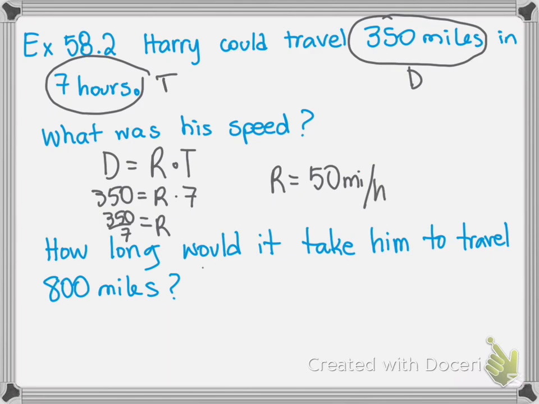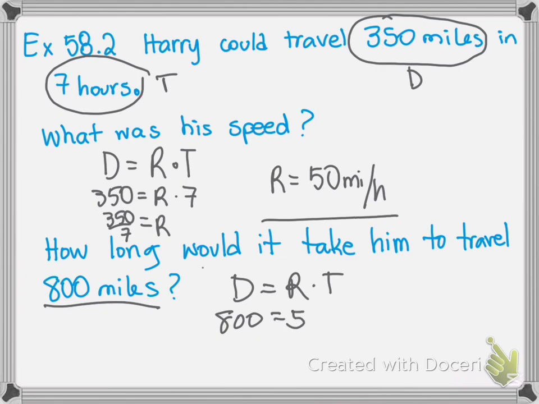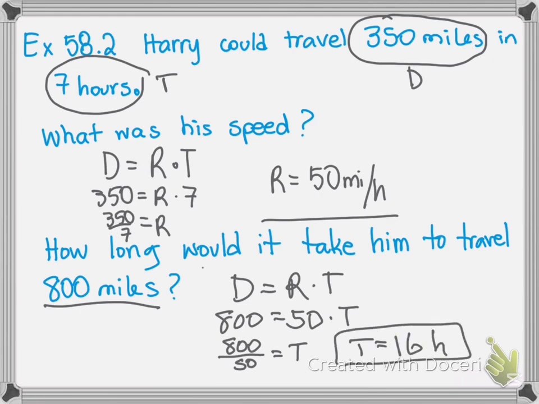The second question says, how long would it take him to travel 800 miles at that speed? So again, we start with our formula. We know the distance, which is 800, which is what we want to cover. We know the speed, which is what we just found in the previous question. And what we want to know is how long would it take him, which is time. And again, we have to divide. And in this case, the answer is 16 hours. And that's it. Very simple exercises.